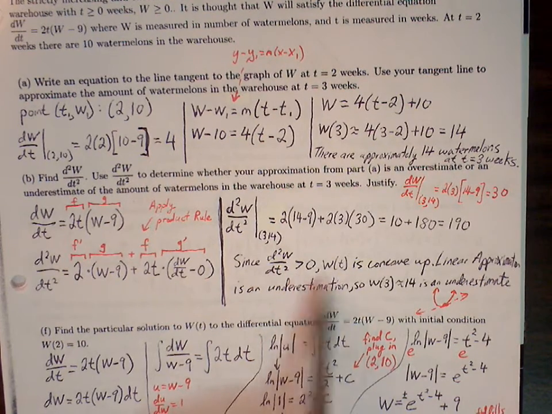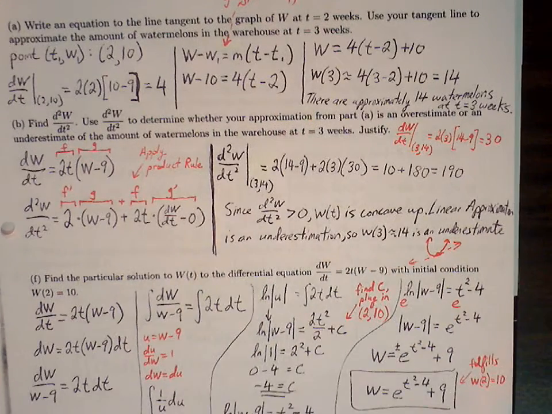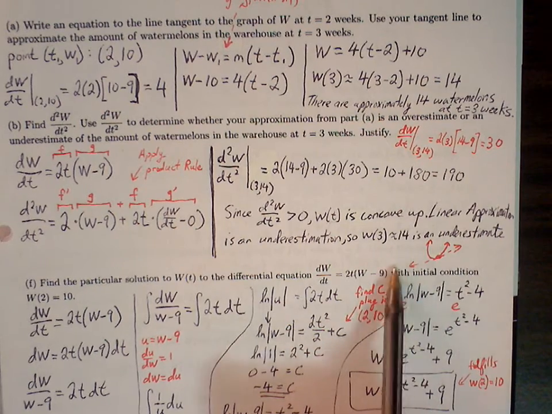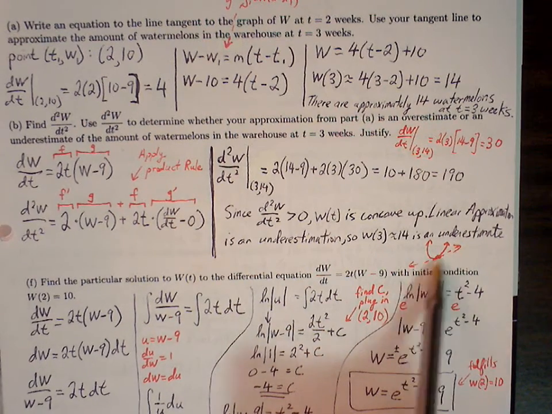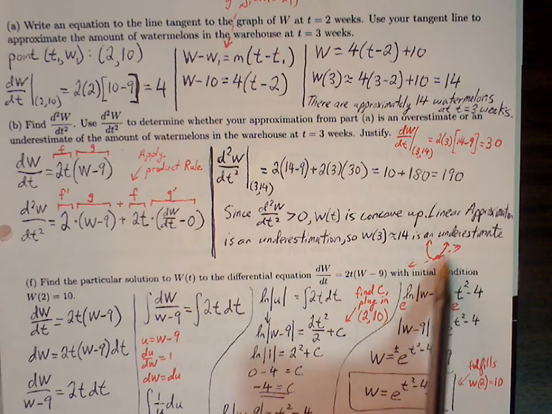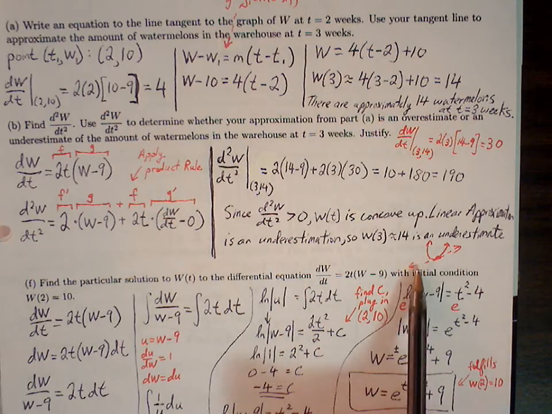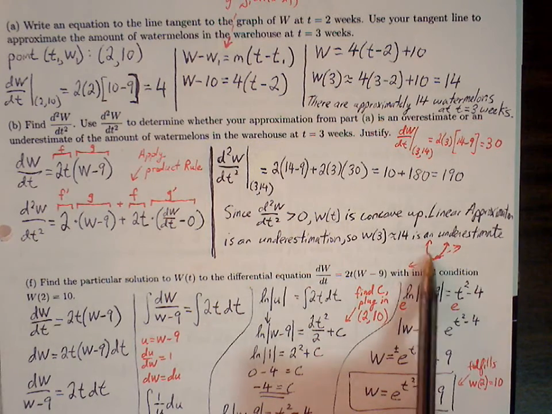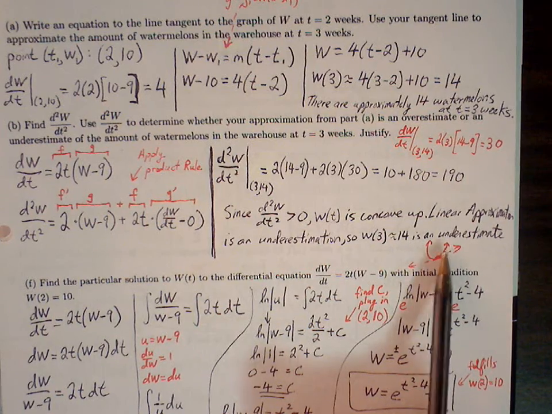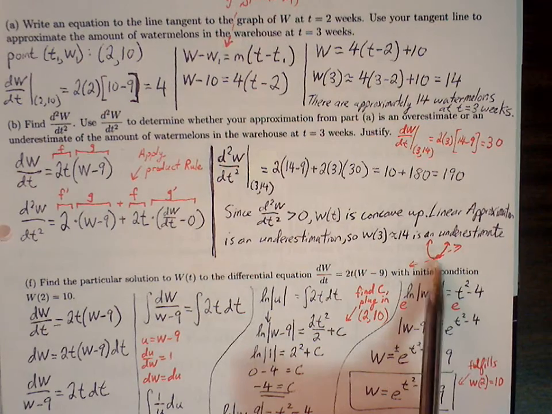Now 190 is the second derivative value. That indicates that if we're dealing with a positive second derivative value, we must be dealing with a concave up graph. So for a concave up graph, our linear approximation, a line that is tangent to a curve that is opening up, is always going to sit below the curve. So we know that our tangent line is going to be an underestimate of the actual value because we know our curve is part of a concave up graph.